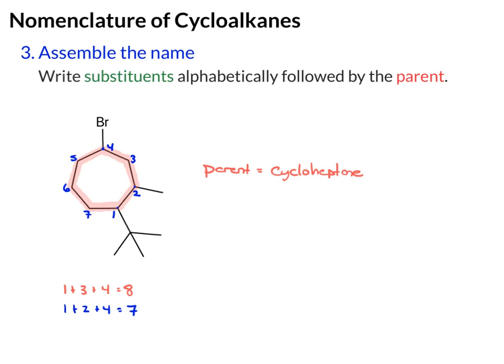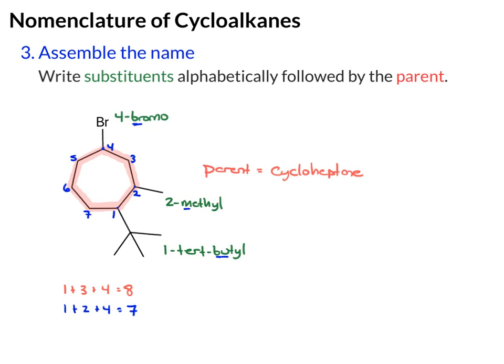All right, so now we'll identify our substituents. At carbon 4, we have a bromo. At carbon 2, we have a methyl. At carbon 1, we have a tert-butyl. So we need to alphabetize the substituents, and we alphabetize based on the B in bromo, the M in methyl, and the B in butyl. So you'll have to go to BU and BR.